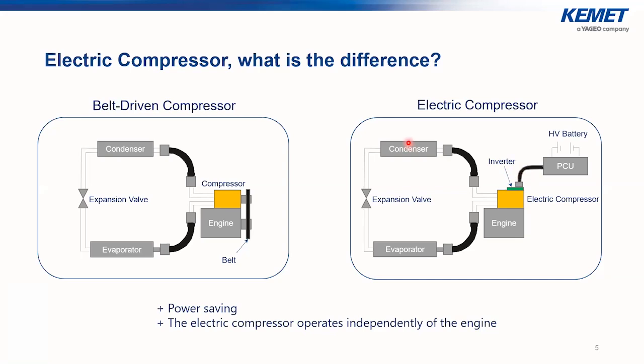The main benefit of moving from the belt-driven compressor to the electric-driven compressor is that the electric compressor operates independently from the engine. Also, since the inverter controls the motor of the compressor better, we optimize the motor speed and enhance the power efficiency of the electric compressor. So at the end, we save power and enhance the efficiency of the electric compressor.